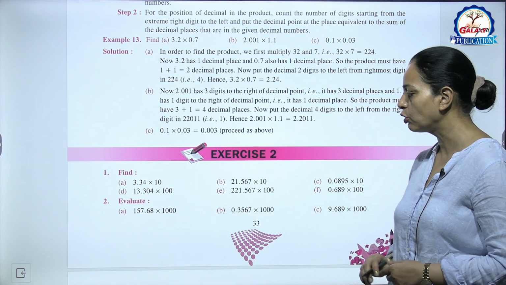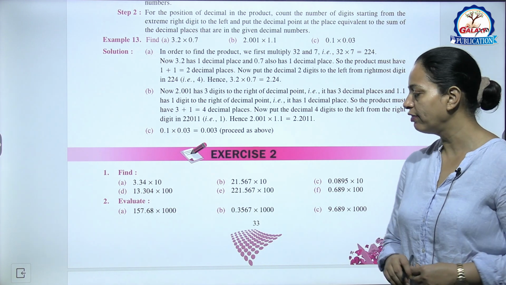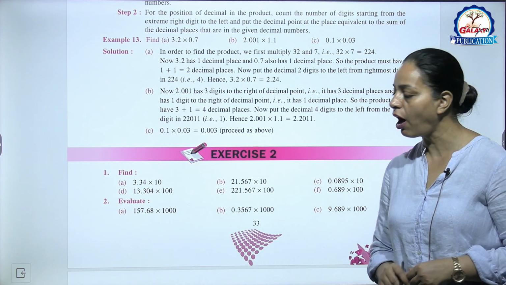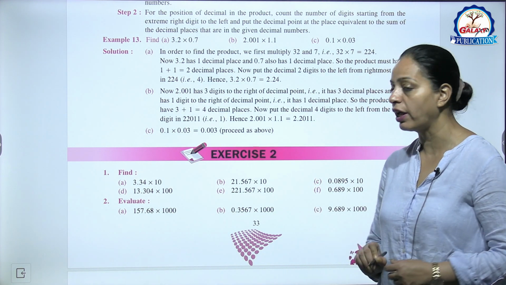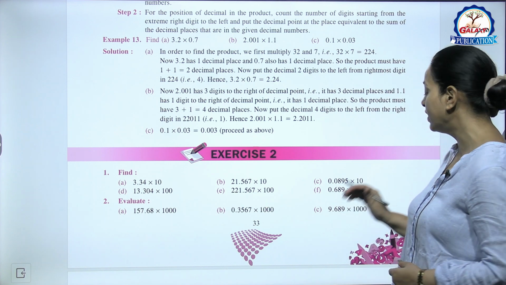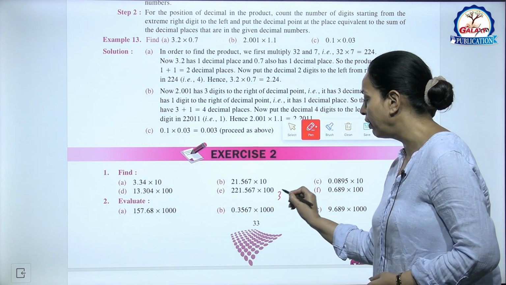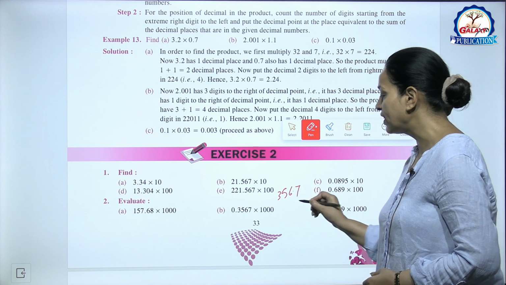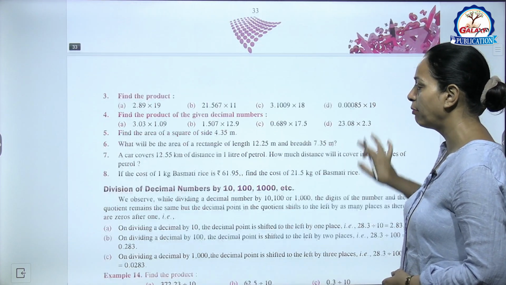Now question number 2, evaluate like B part 0.3567 multiply by 1000. अब हम 1000 से multiply कर रहे हैं, 3 zeros है, so we have to shift decimal towards right after 3 digits. So what is answer? Answer is 356.7. I hope this is clear to you. Similarly, you can try remaining parts.